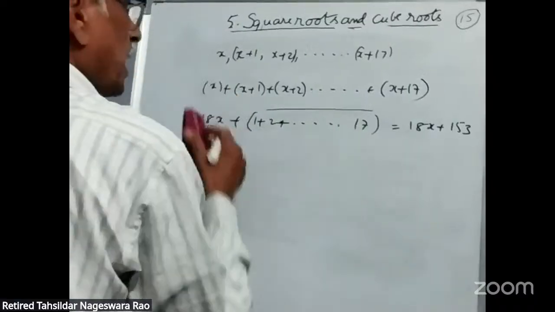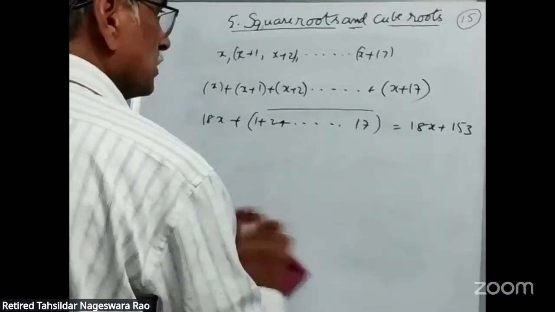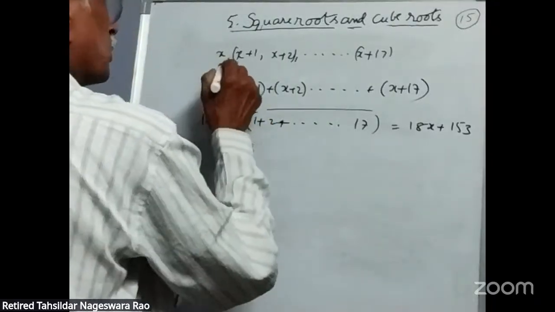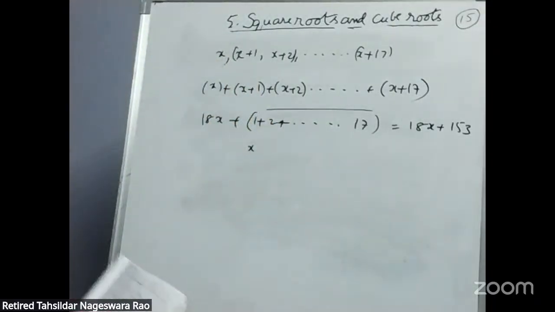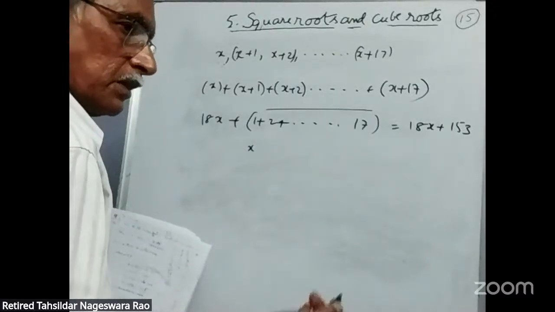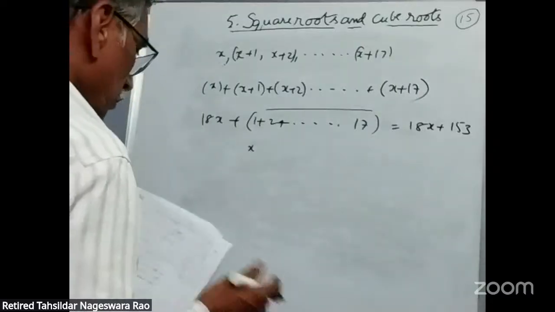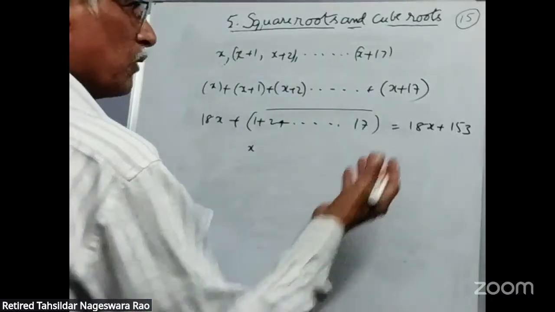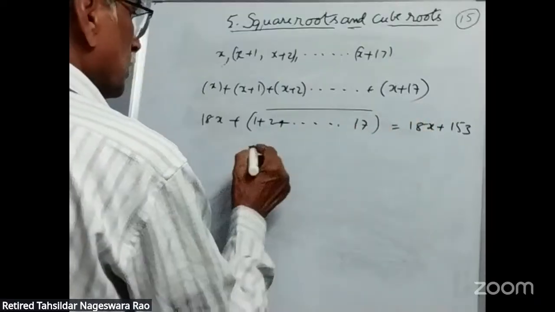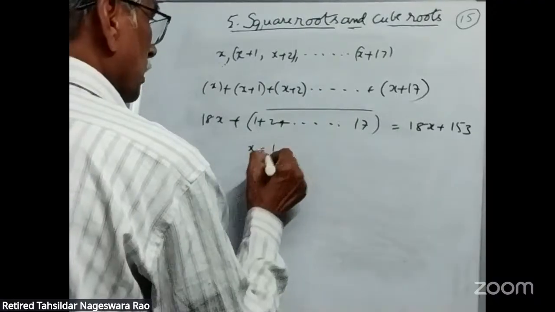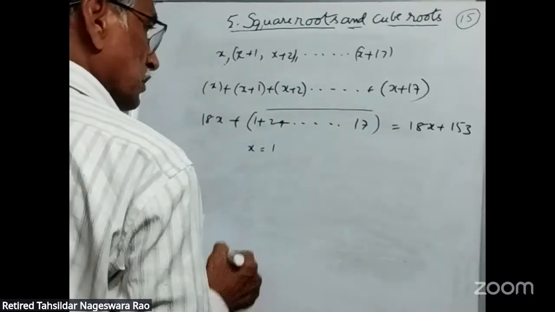X is a natural number, the starting number. Suppose x is a natural number somewhere. Let us assume that it starts from 1 only, because he is asking for the smallest number. So with 1 only we can get the smallest number. If x is 1, that will actually be the smallest.